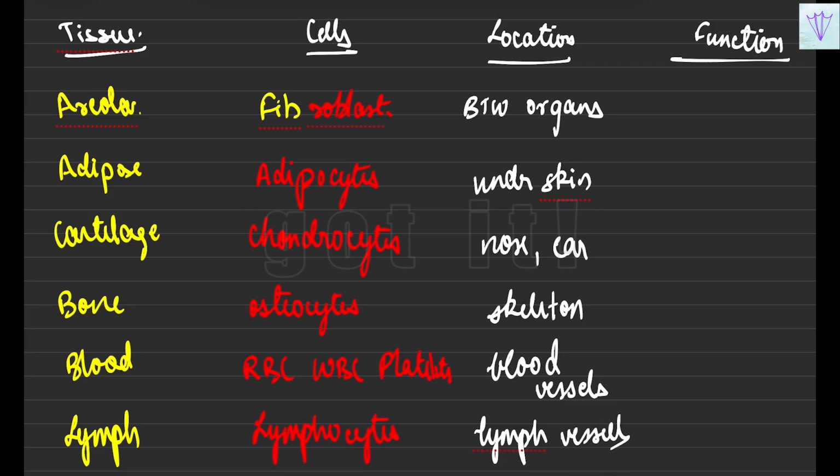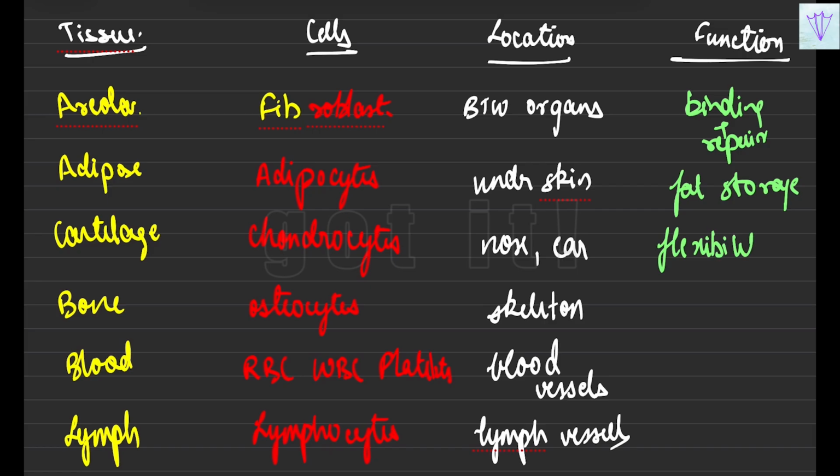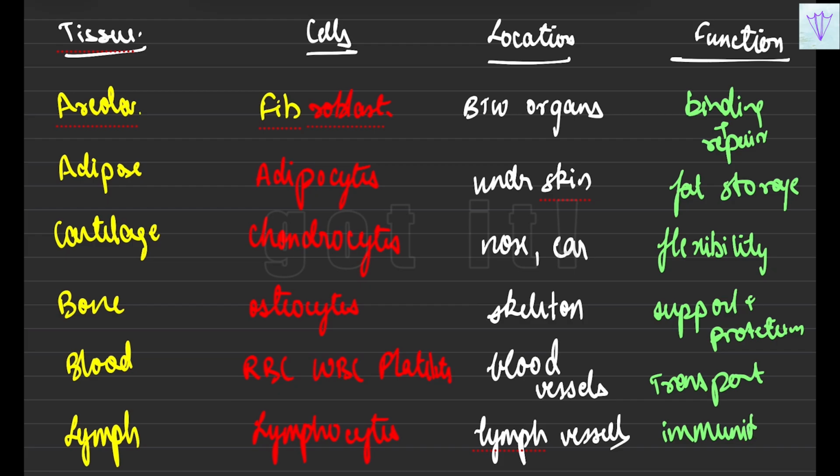And what is the function of this? It is for binding plus repair. This is for fat storage. This is for flexibility, and this is for support plus protection, and this is for transport and defense, and this is for immunity as well as for fluid balance.